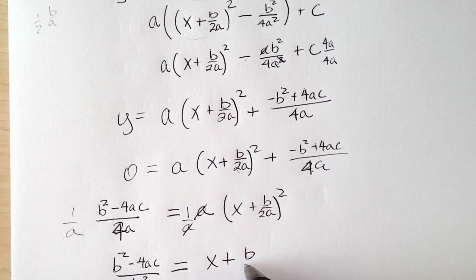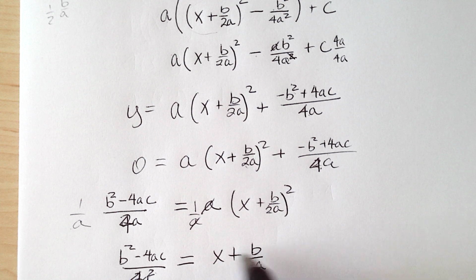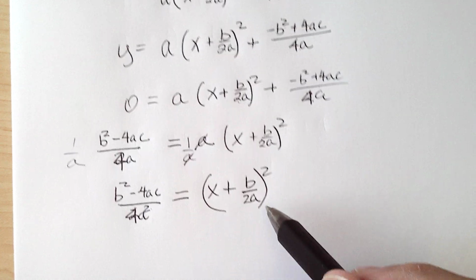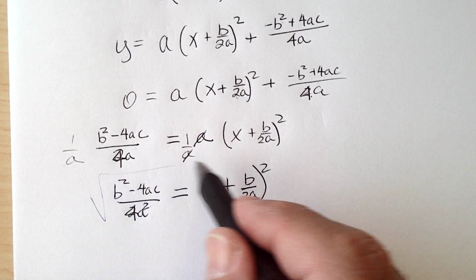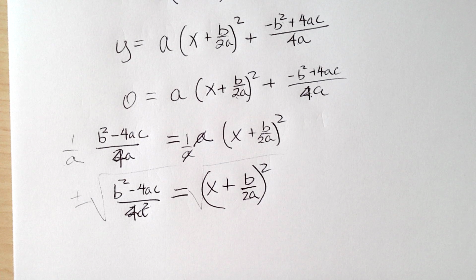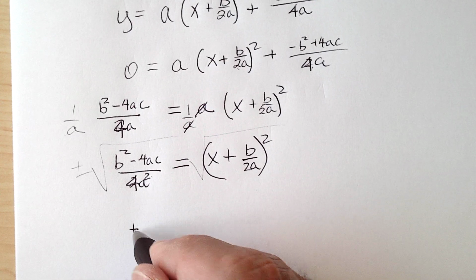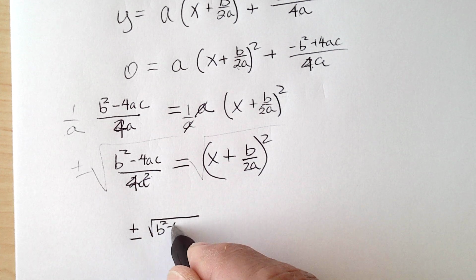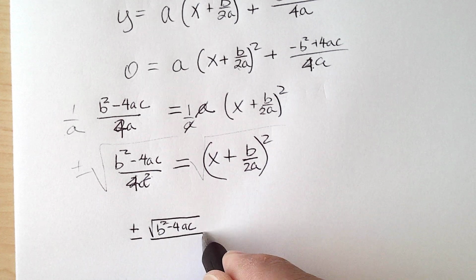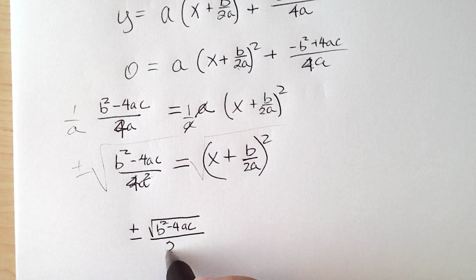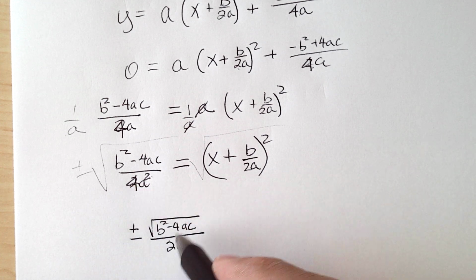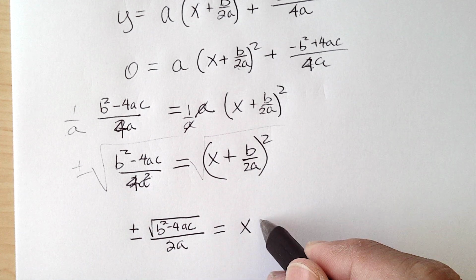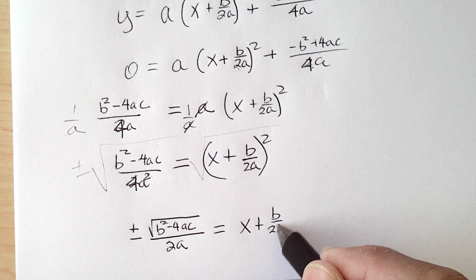And I get x plus b over 2a still squared. So now I'm going to take the square root of both sides. Of course, I got to do plus or minus, so I get plus or minus the square root of b squared minus 4ac over the square root of 4a squared is 2a. Square root of 4 is 2. Square root of a squared is a. Equals x plus b over 2a.